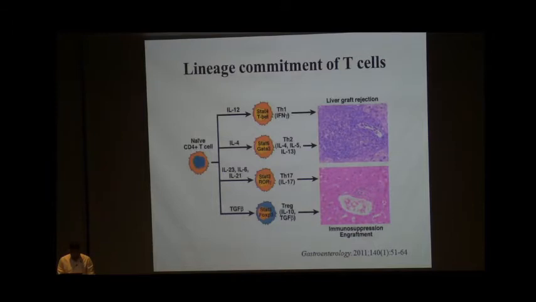Now upon activation by the cognate antigens and co-stimulatory signals, this naive CD4 plus T cell can acquire graft destructive properties or graft protective properties depending on the local cytokine microenvironment in which the T cell activation occurs. In the presence of pro-inflammatory cytokines like IL-12 or IL-4, this naive CD4 T cell can differentiate into Th1 or Th2. In the presence of TGF-beta, it differentiates into Treg, and in the presence of TGF-beta along with IL-6 and IL-21, it differentiates into Th17. So Treg, we all know, usually goes towards tolerance, and Th1 and Th2 go towards inflammation and rejection.